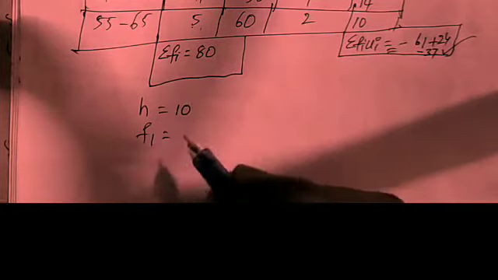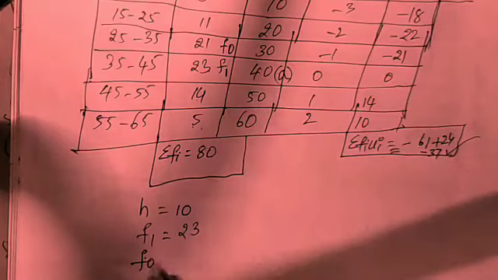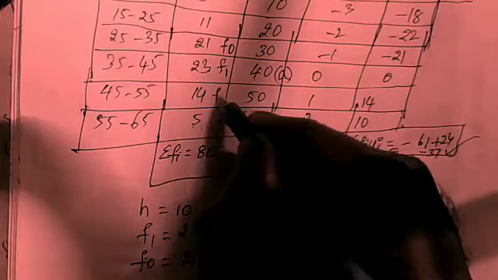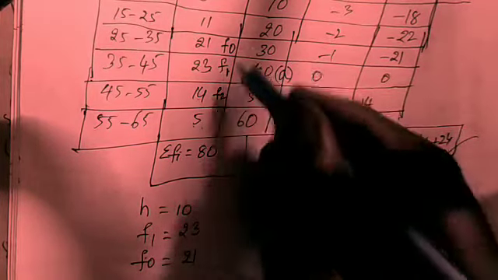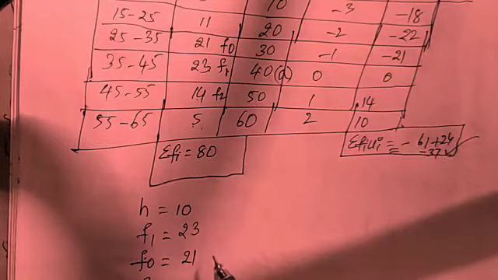Now F1, the highest frequency value, that is 23. Next F0. F0 is the value above F1, that is 21, and below value F2, that is 14. F2 equals 14, the value below 23, which is F1.